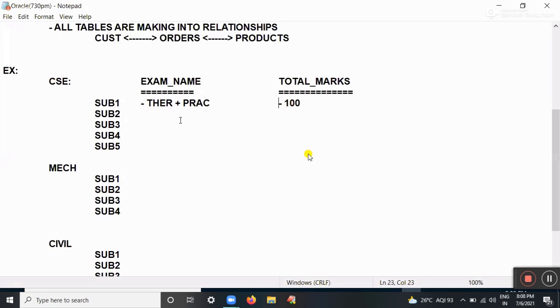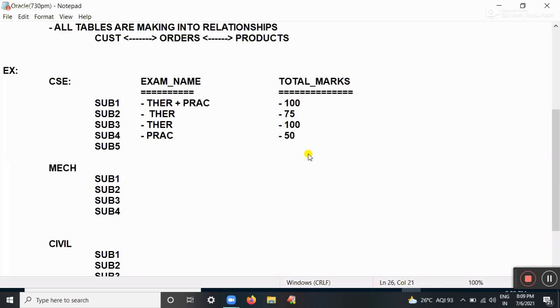For example, subject number 2 has only theory, so this total mark is 75. Another subject has only theory, then it has 100 marks. Suppose another subject has practicals only, then practical has 50 marks. Another subject has theory plus practical, and again it has 150 marks.